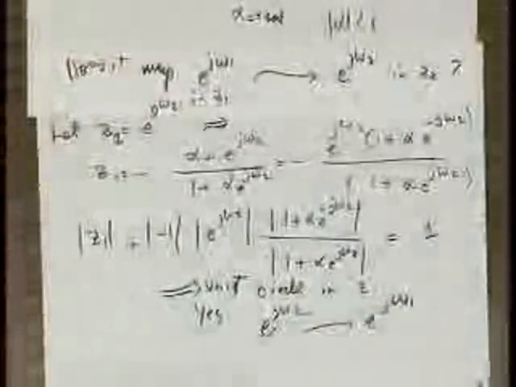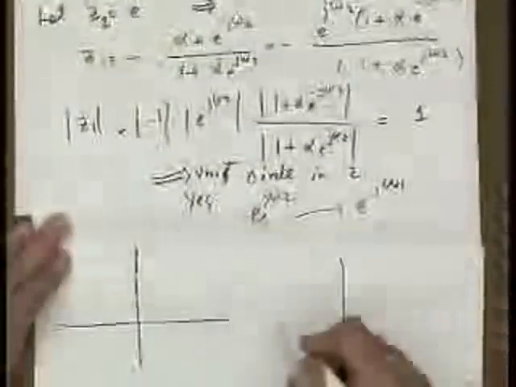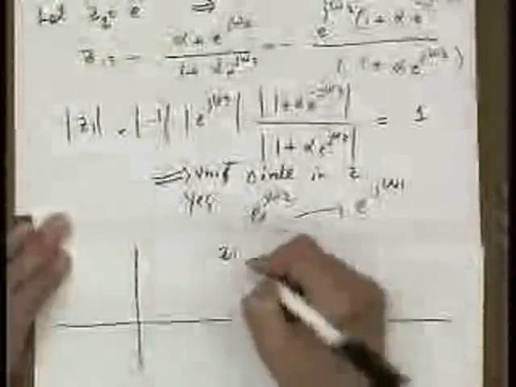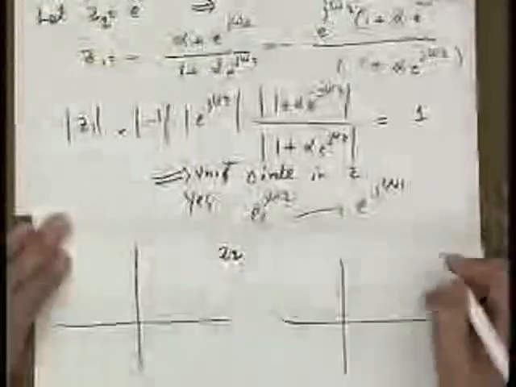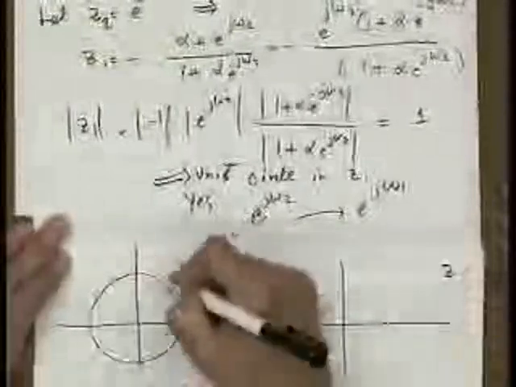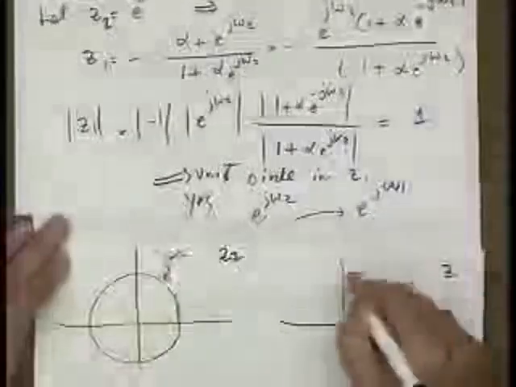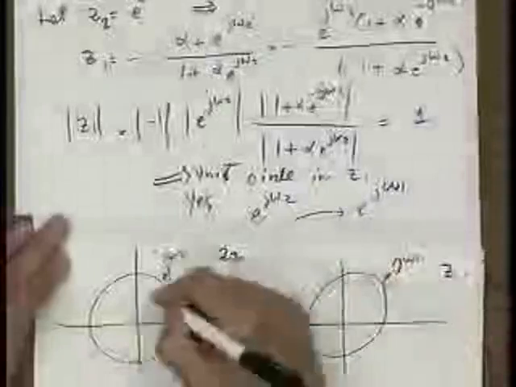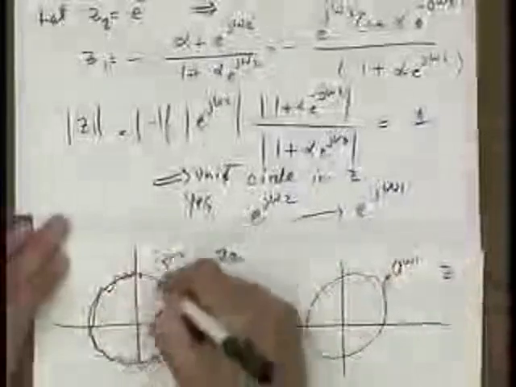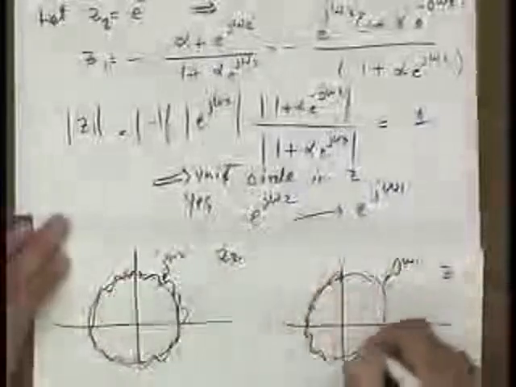That means that pictorially, if this is the Z2 plane, and this is the Z1 plane. So e to the j omega 2 here, this is e to the j omega 1. So this thing does get mapped into this thing.